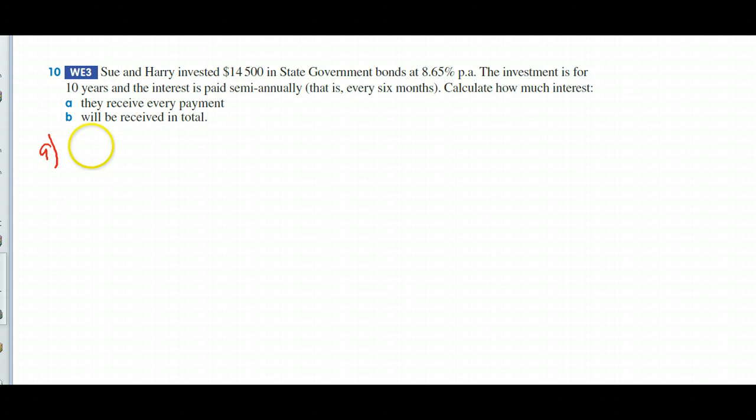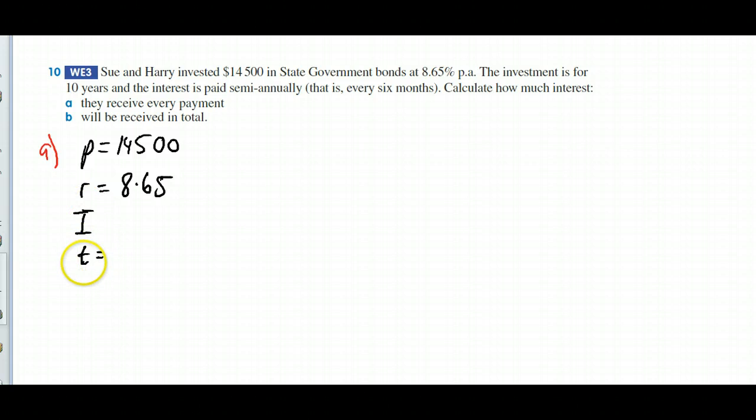Okay, so without even really knowing what's going on here, state government bonds, whatever, it doesn't really matter. We need to know what our key pieces of information are here. The principal, the amount they're investing, is $14,500, so we can write that down. The rate of interest is 8.65%. We also could be looking at I and T.